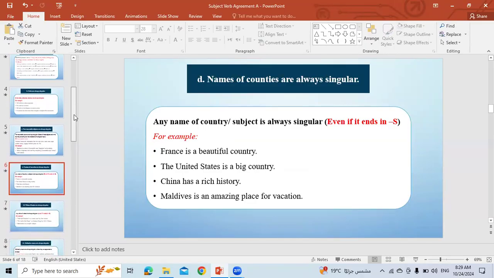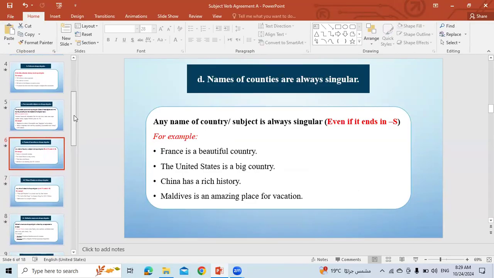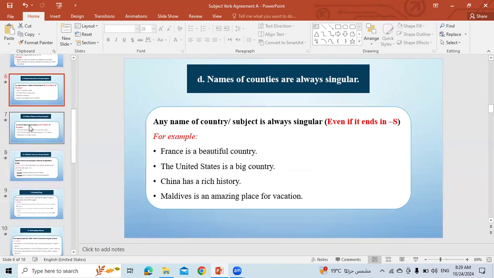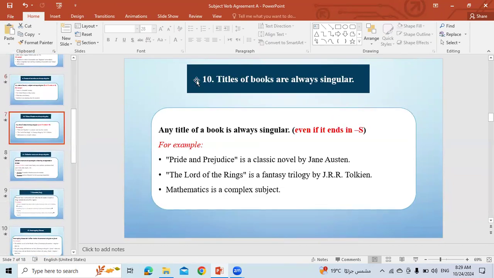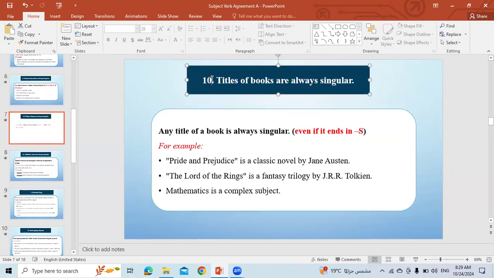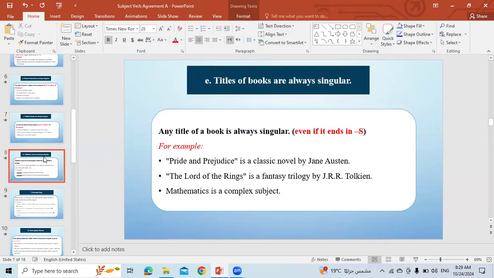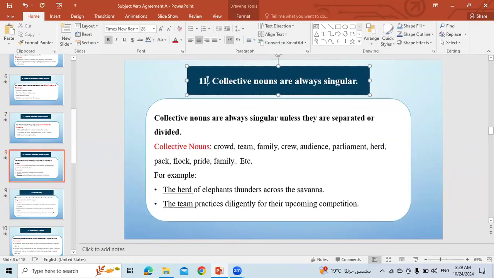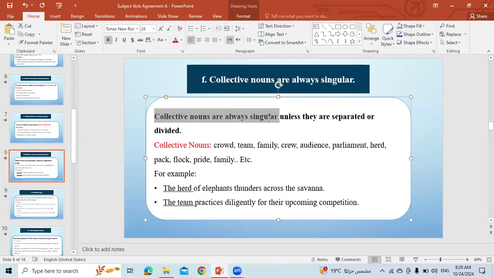Then we say names of countries that end with S. Okay, so this is D. And then we say titles of books. Then we have the collective nouns. We treat them as plural. Furniture, crowd, team.